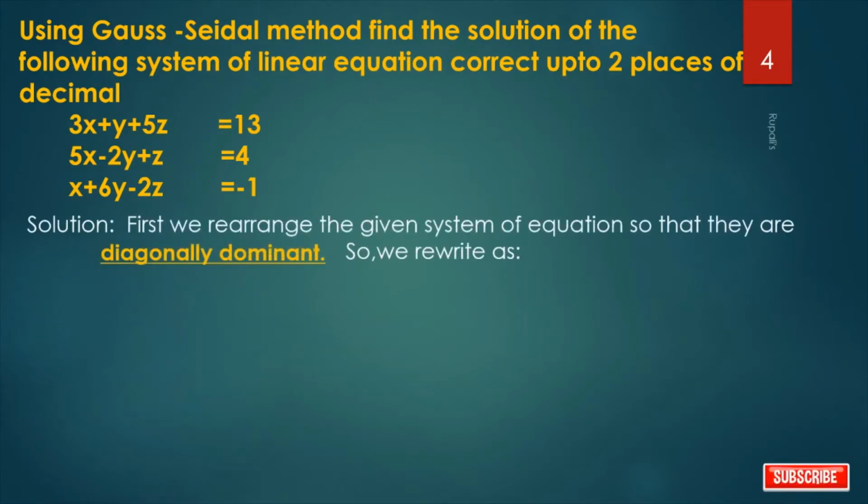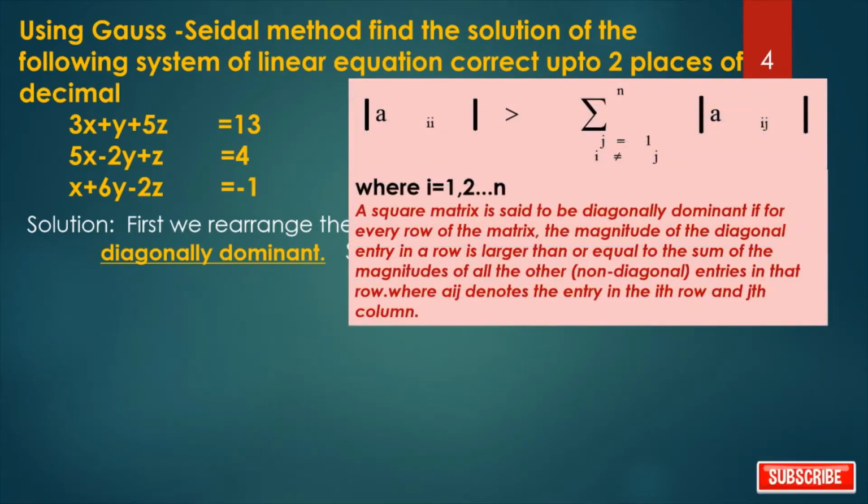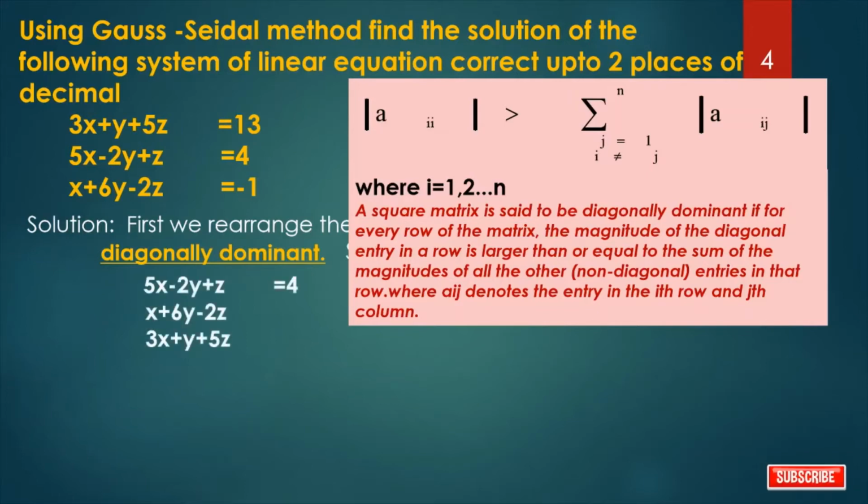First we rearrange the given system of equations so that they are diagonally dominant. So what is the meaning of diagonally dominant? A square matrix is said to be diagonally dominant if for every row of the matrix, the magnitude of the diagonal entry in a row is larger than or equal to the sum of the magnitudes of all the other, non-diagonal entries in that row, where Aij denotes the entry in the ith row and jth column. So if we rearrange this system of linear equations so that they are diagonally dominant, we can write it in this way.